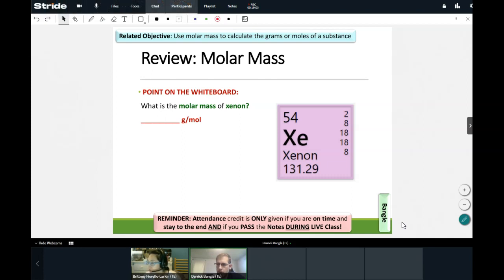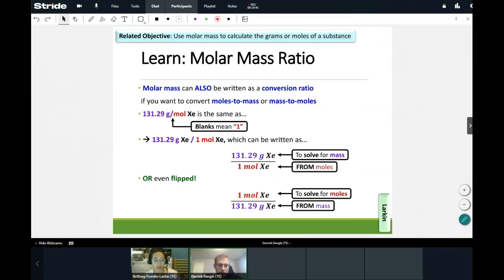Use your colored pointers. Point to, for me, where you see the molar mass. Lower number that has the decimal on the end. So for xenon, it's going to be 131.29, and our units are always going to be grams per mole. And notice how we have a slash in our units. That means we can use this as a conversion factor, which we will do right here.